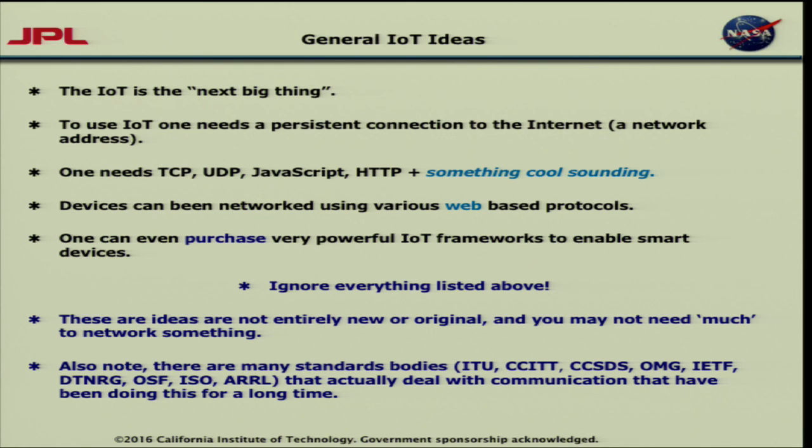part of the premise of this presentation is that a lot of the IoT ideas and claims, while they are very exciting, are not entirely new or original, and you actually may not need very much to network device A to device B. The interesting thing is that the thing you're talking to may not even be a device. It may not have power. You may not even be able to talk to it. It might just have an RFID patch on it, and that's it. Maybe with a temperature sensor, something like that. So you may not need much to talk to something that you're trying to observe.